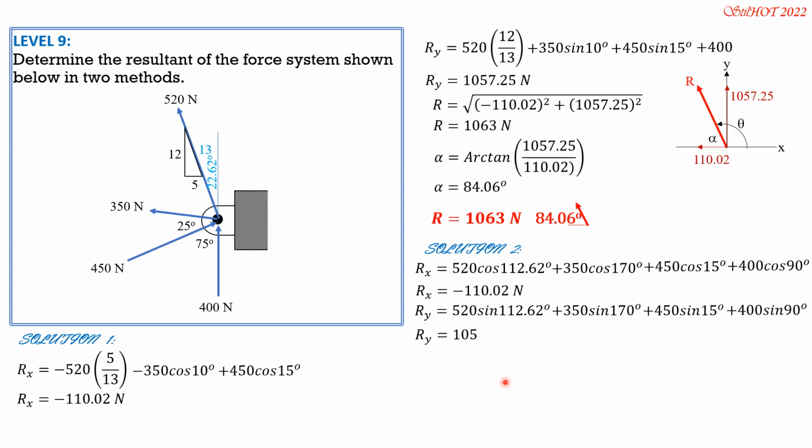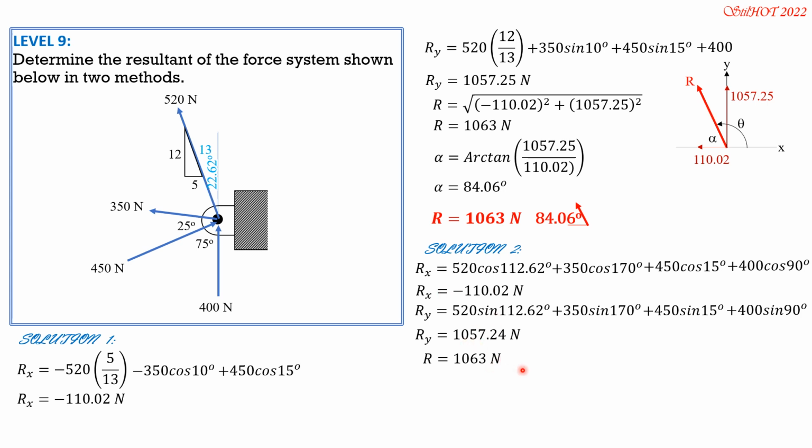So Ry is 1057.24. There's a slight difference because of the rounding of this angle. So the magnitude is the same. R is 1063 because the components are the same.